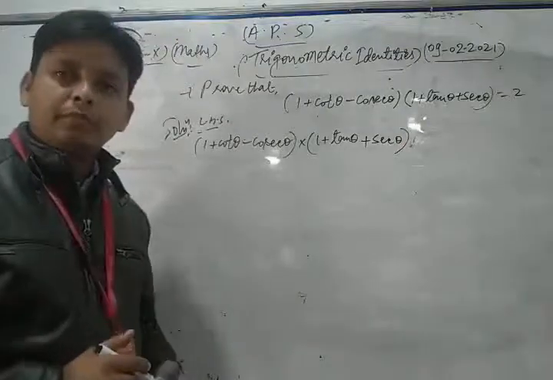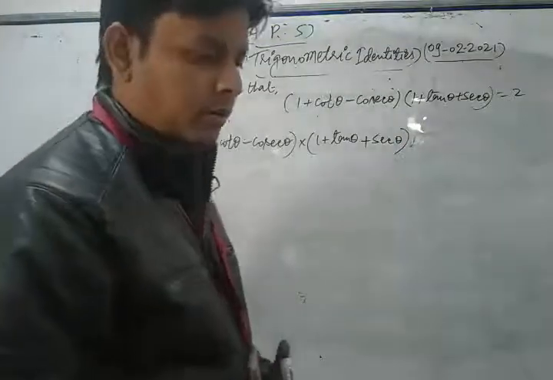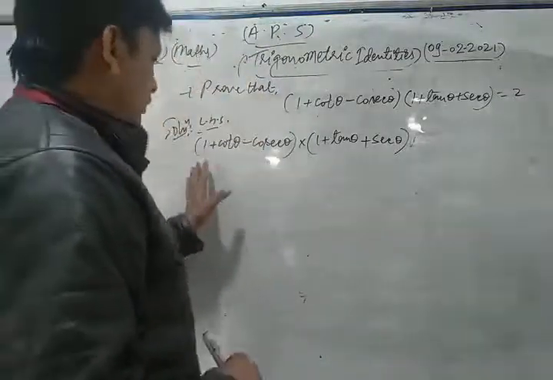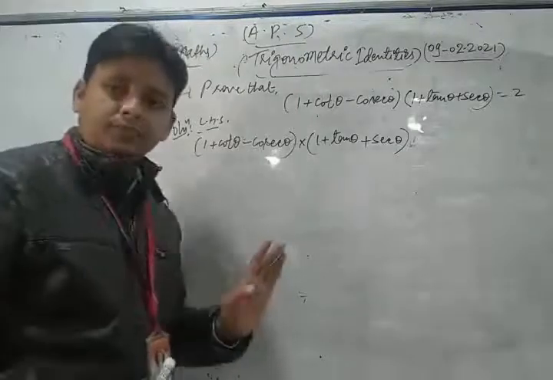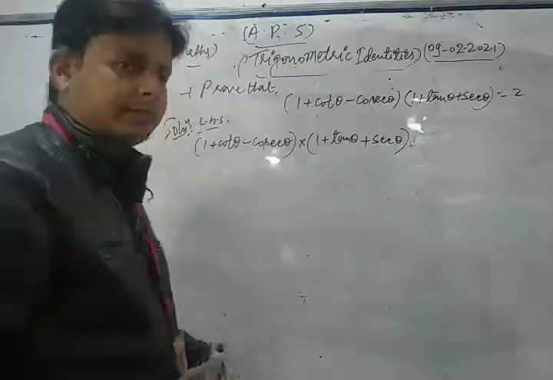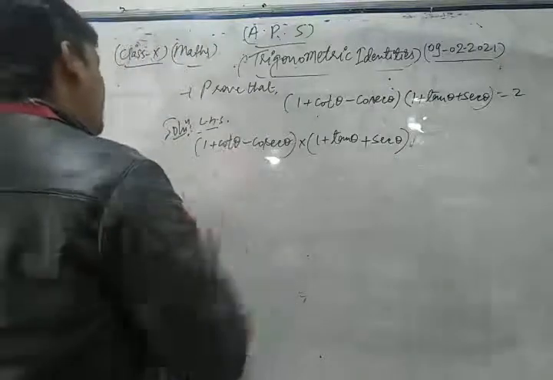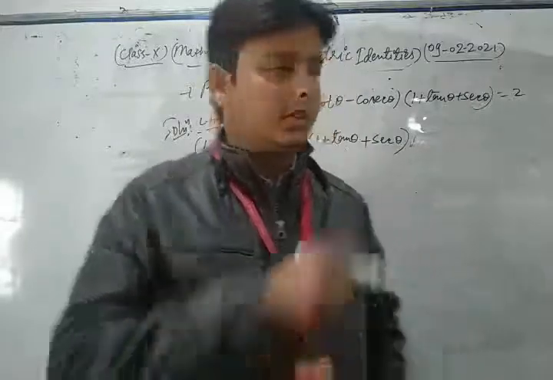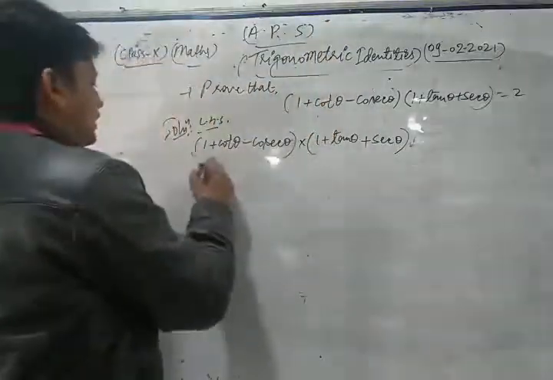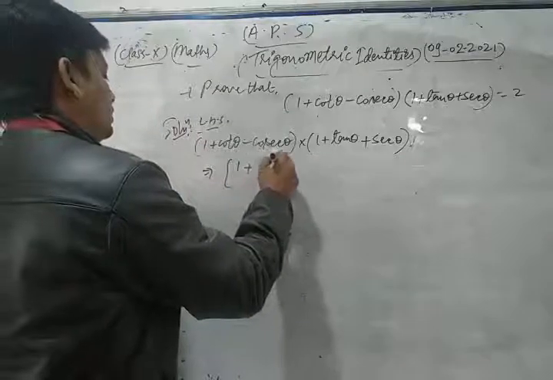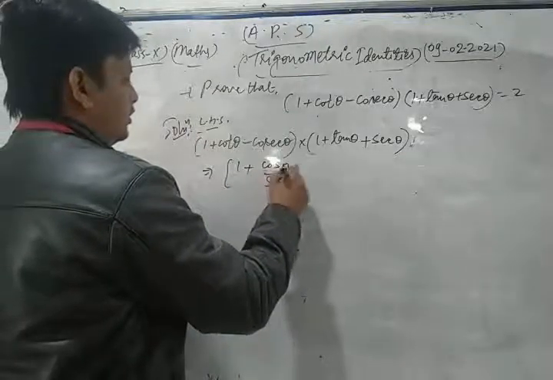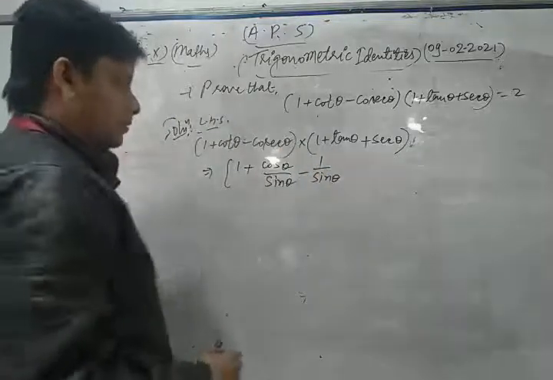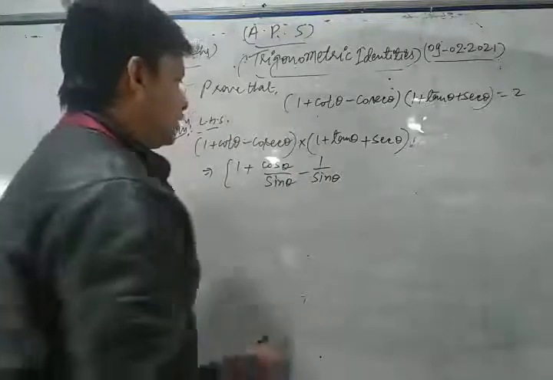Now in proving this question, first of all we convert each value into cos and sin. After that we simplify them. Dear student, you know that the value of cot theta is cos upon sin and the value of tan theta is sin upon cos. So here we apply that formula. So we get (1 plus cos theta upon sin theta minus 1 upon sin theta), writing cosec theta as 1 upon sin theta.